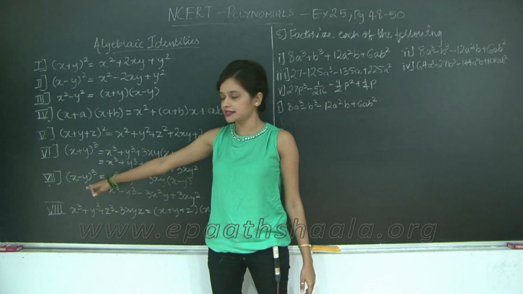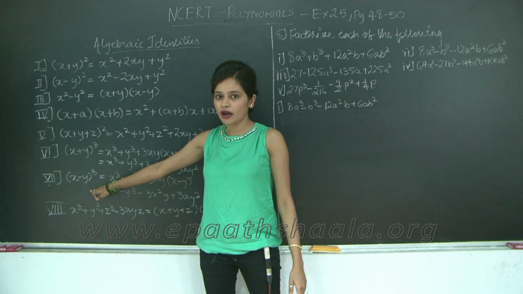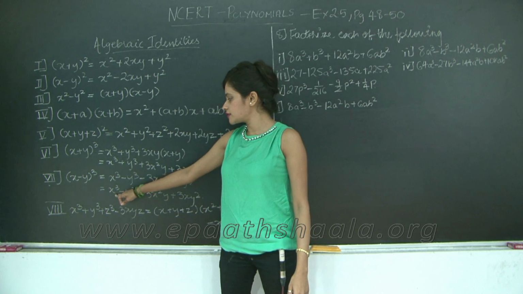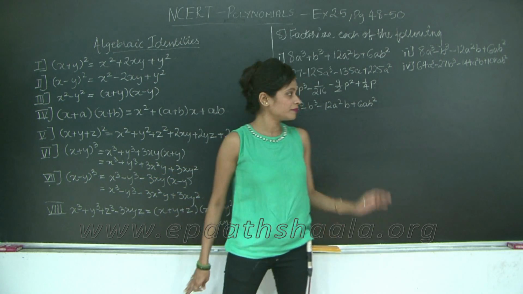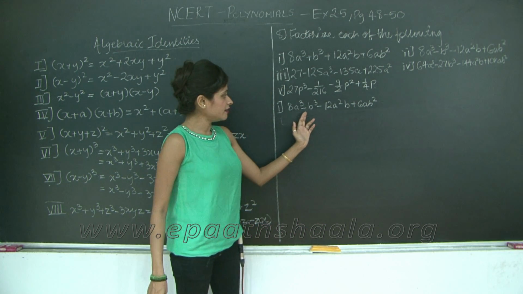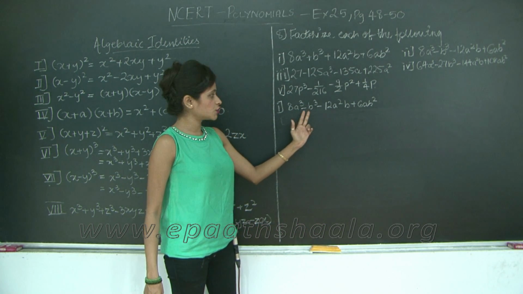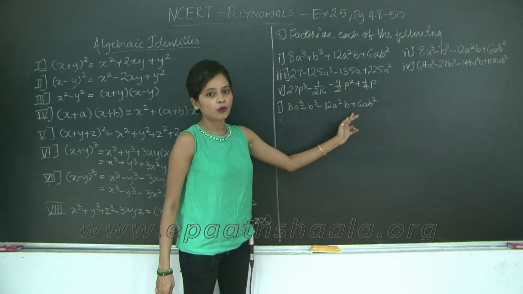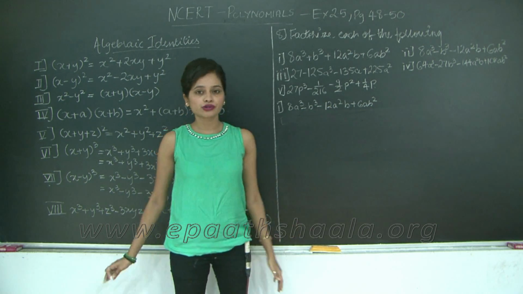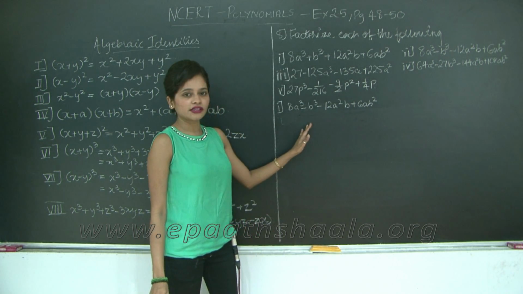We have the seventh identity wherein you have x minus y the whole cube is equal to x cube minus y cube minus 3x square y plus 3xy square. Rings a bell? We have the first two terms as cubes with a negative sign, and then a square b and ab square with a negative and positive alternating sign. So I am going to use my identity number 7 to solve this question.